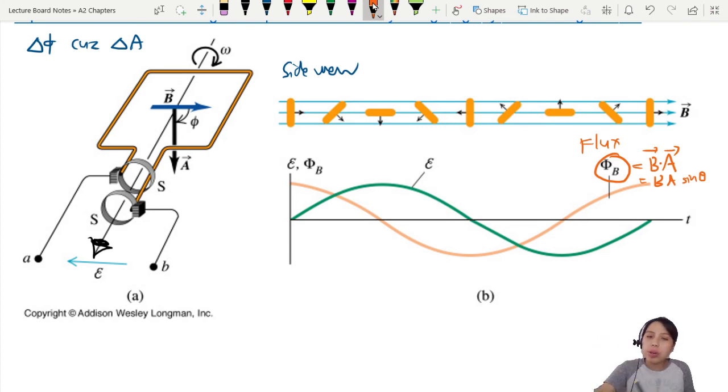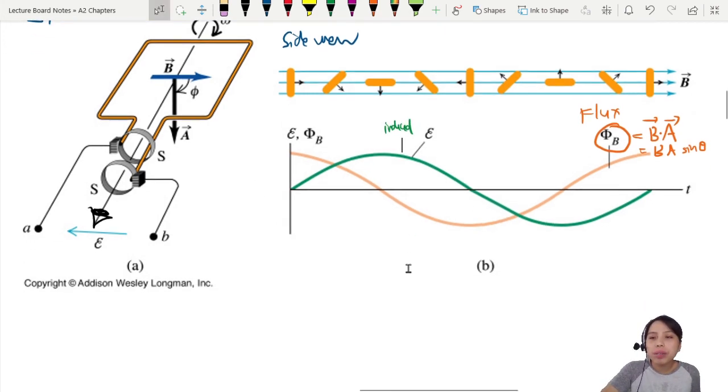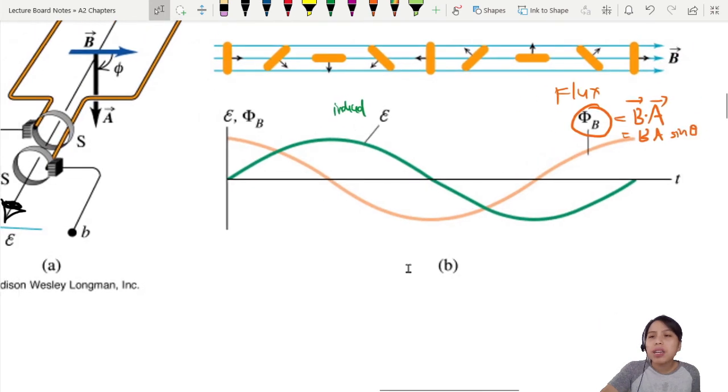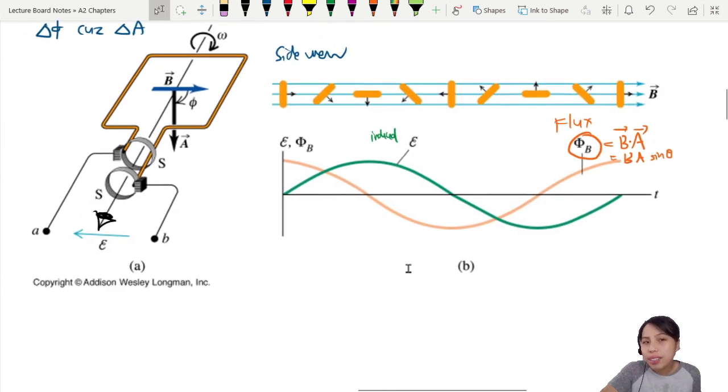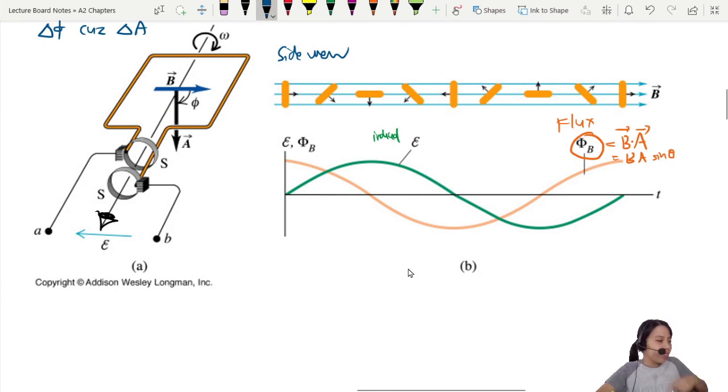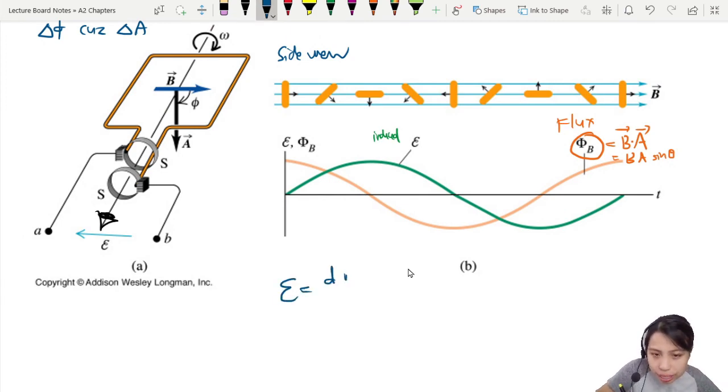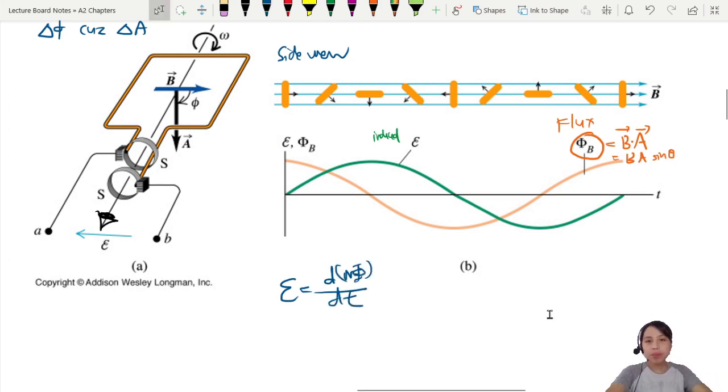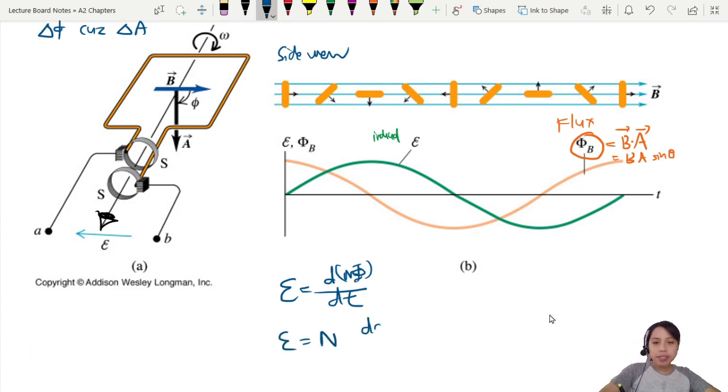But what is interesting though is this EMF graph. So this is your induced EMF graph. Why is it out of phase? What is going on? Stay calm. Remember the equation for Faraday's law? What's the equation for Faraday's law again? EMF equals N d phi dt. And here N is just a constant, so just N d phi dt.